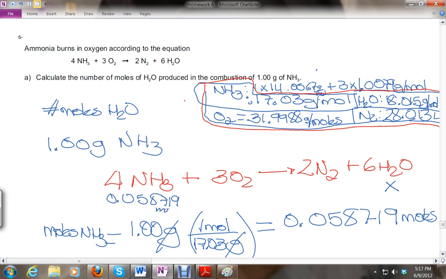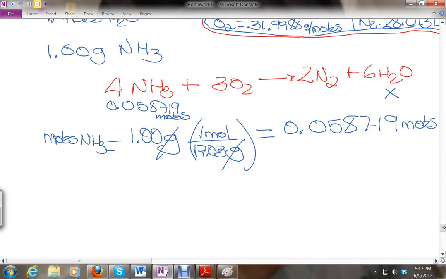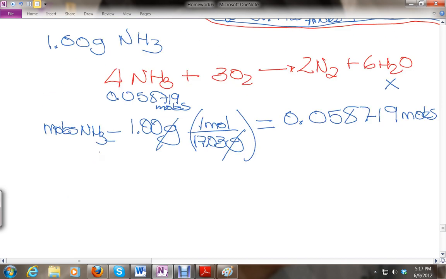0.058719 moles. Okay. So again, we use our recipe to calculate the moles of water that we're going to produce with this amount. Instead of having 4 moles of ammonia, we had 0.05871. So you would expect that instead of getting 6 moles of water, you're going to get a lower amount of water. 4 moles of ammonia are going to produce 6 moles of water.